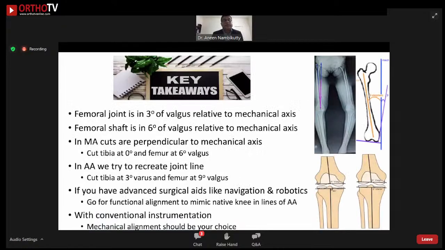So what are the takeaways? The femoral joint is in 3 degrees valgus related to the mechanical axis. As you all know, the femoral shaft is 6 degrees valgus related to the mechanical axis.